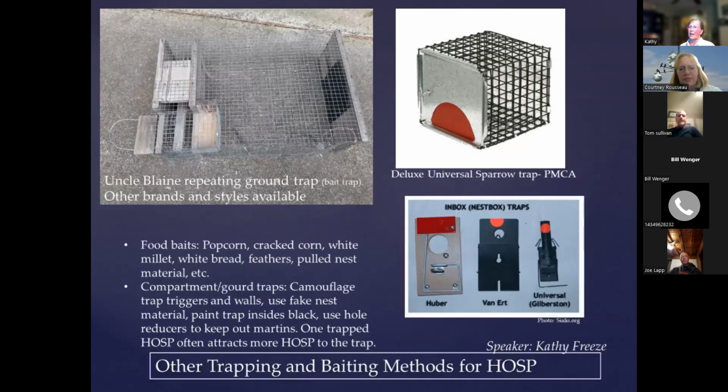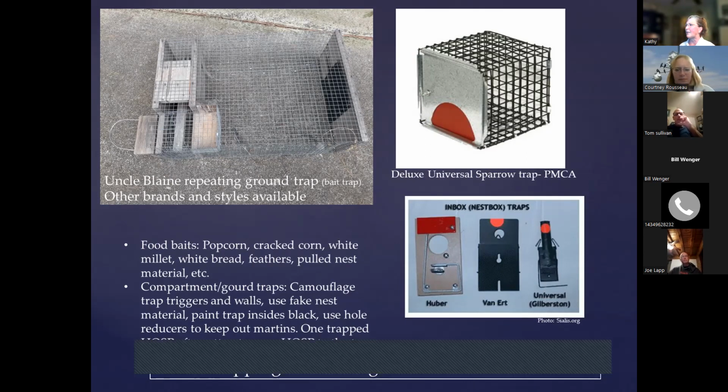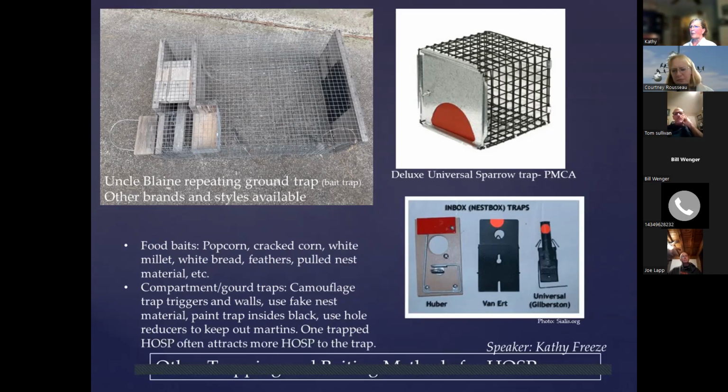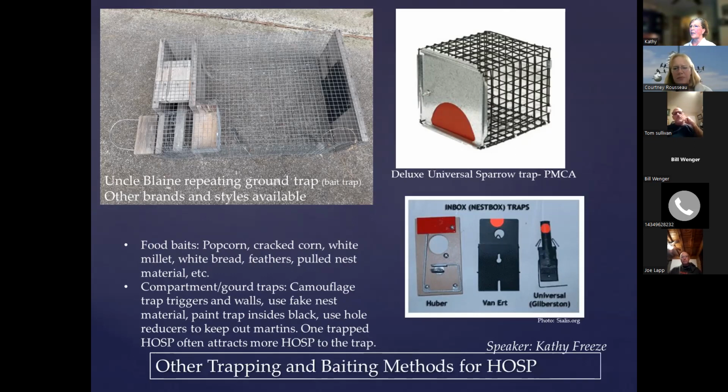European starlings and house sparrows are normally their hungriest and will go for food traps primarily during the fall, winter, and spring seasons. The Uncle Blaine repeating gourd ground trap is awesome for this because it's a repeating trap. You don't have to go out and pull out each bird as it gets in there, but you can bait it with popcorn, cracked corn, white millet, white bread, feathers, pulled nest material, etc. In that little trap, that little bait container that you see over there just past the lever.